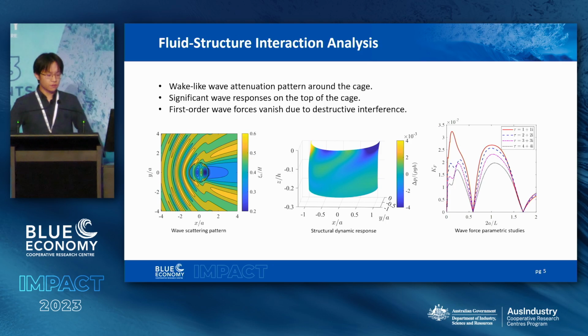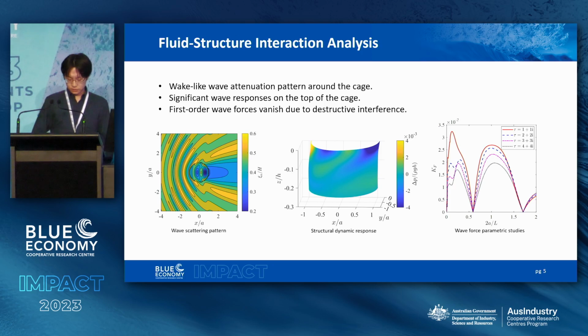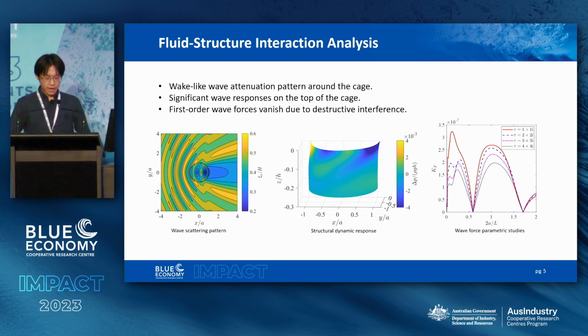In addition, significant wave effects occur at the location of the cage near the free water surface, so it is necessary to design the fish farm in a submerged condition to avoid strong surface waves. Finally, due to destructive interference, the first order wave forces will be zero at some specific ratios of the cage diameter to the wavelength.